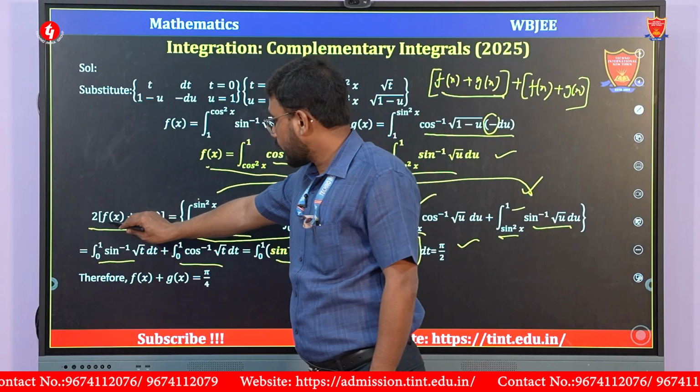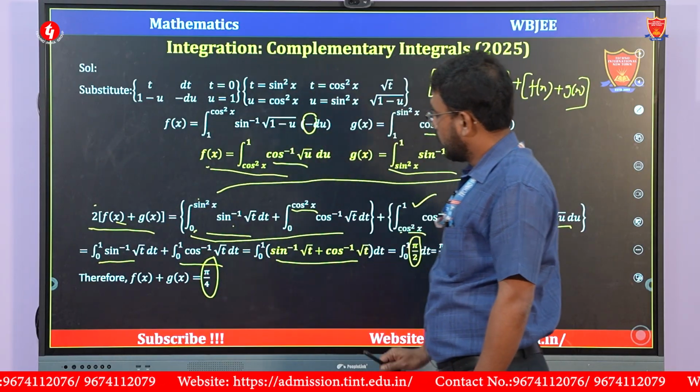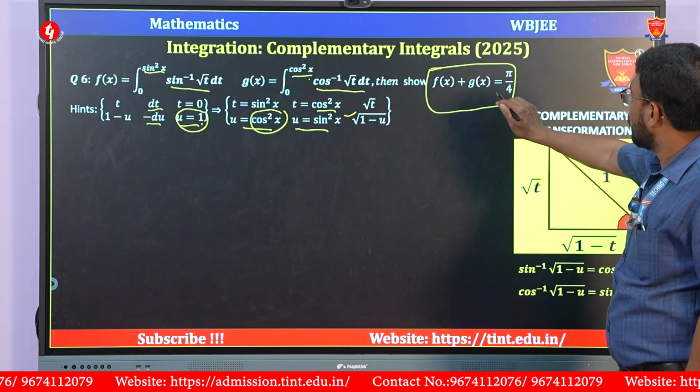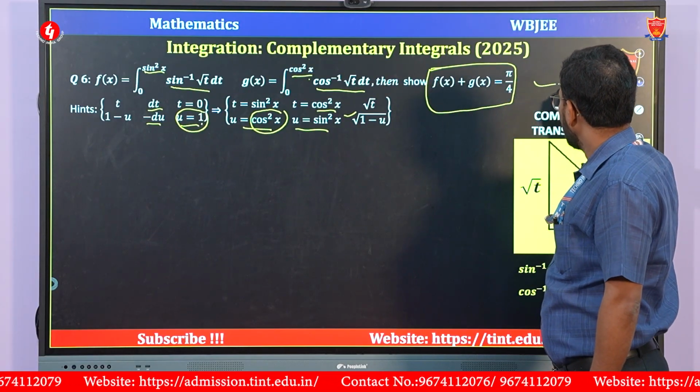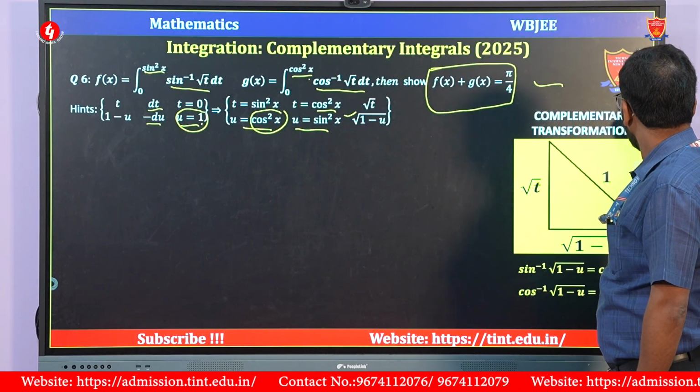So, what is f of x plus g of x? 2 is divided. So, this is pi by 4. Is that clear? So, this is your problem you have to show, pi by 4. Okay.